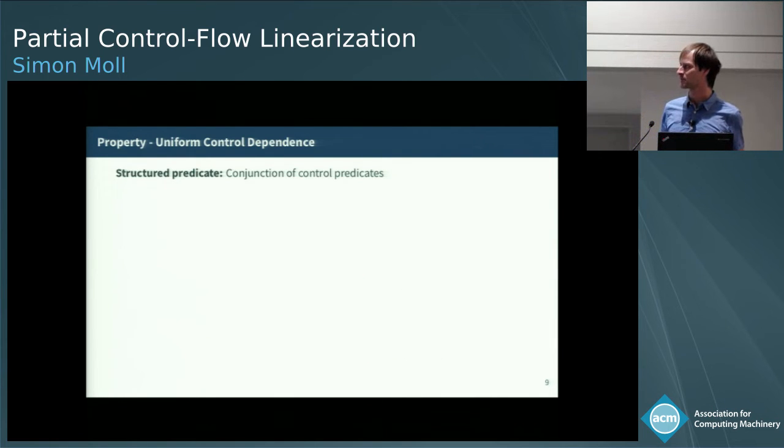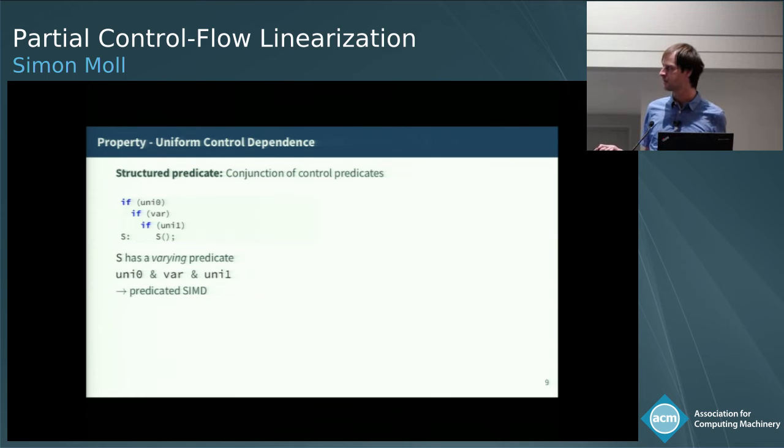Now let's have a look at the first property, uniform control dependence. If we're in a structured setting, like here, then the predicate is a conjunction of all controlling predicates of the statement. So in an AST-based language, a structured language, for example here, the statement S is dependent on all of these conditions, namely uni0, var, and uni1. It's a conjunction. And since var is a varying condition, this will be the predicate of S.